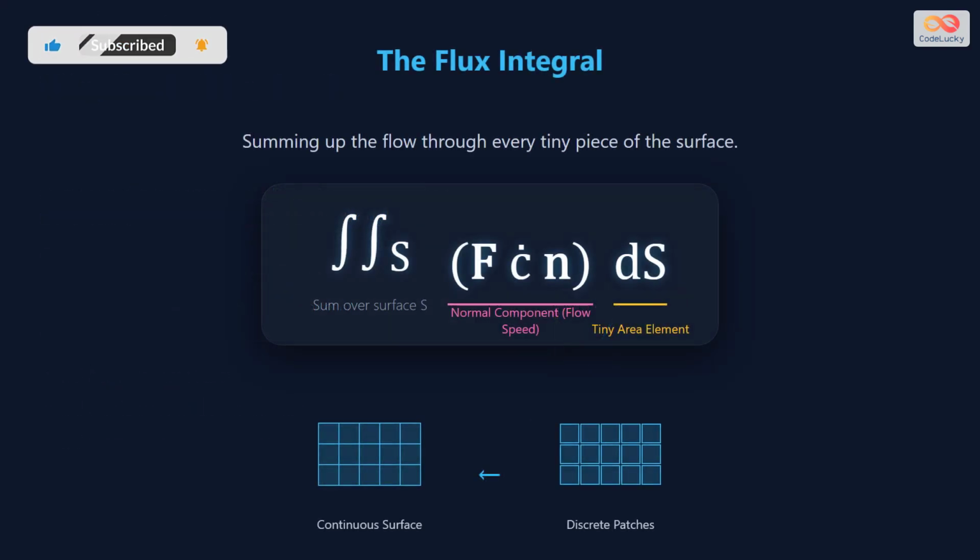Putting it all together, we get the flux integral. We take the dot product of the field F and the normal vector n to get the flow rate through one point. Then, we multiply by the tiny area dS. Finally, we use the double integral to sum up these tiny bits of flow over the entire surface S to get the total flux.